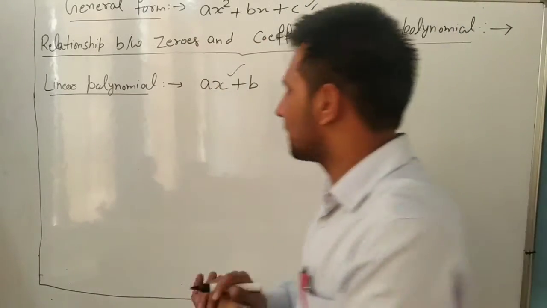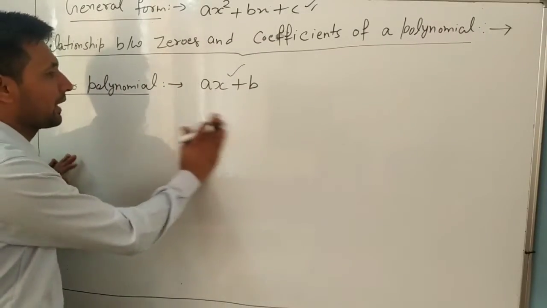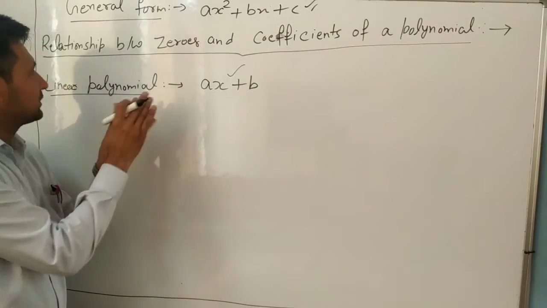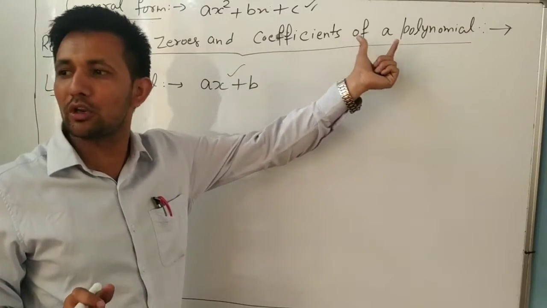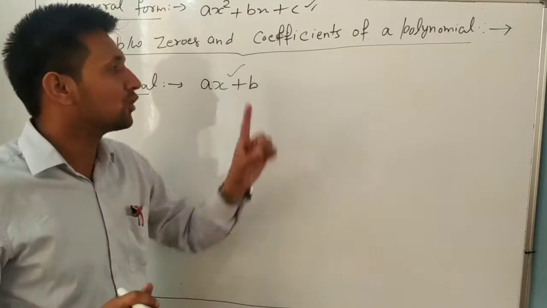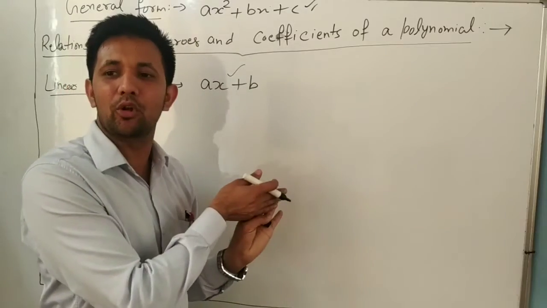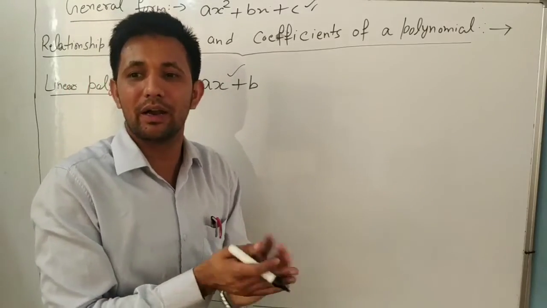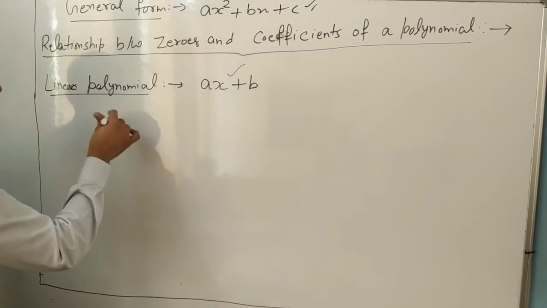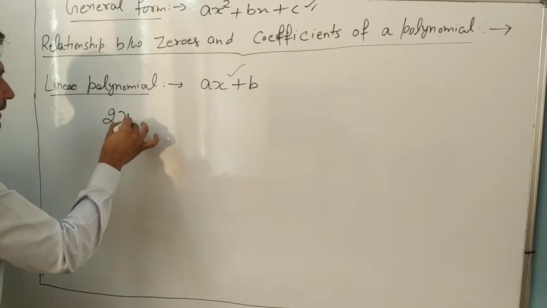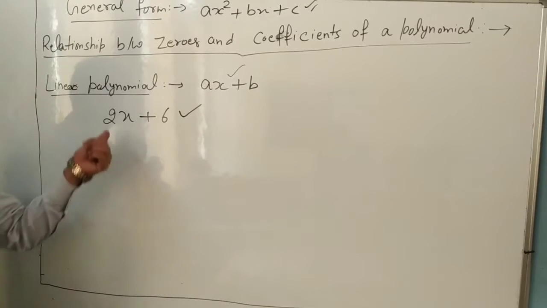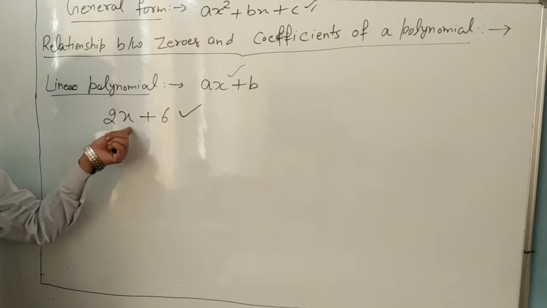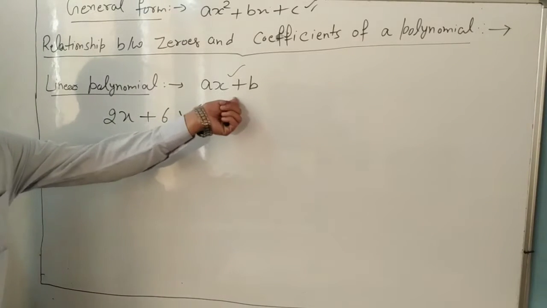Look at an example. It is very simple. A linear polynomial is not in your syllabus, but the quadratic polynomial is. All questions are based on quadratic polynomials. So first try to understand the linear polynomial, then we will go on to the quadratic polynomial. Look at an example of a linear polynomial, 2x plus 6. Is it a linear polynomial or not? Yes, because the degree is 1.